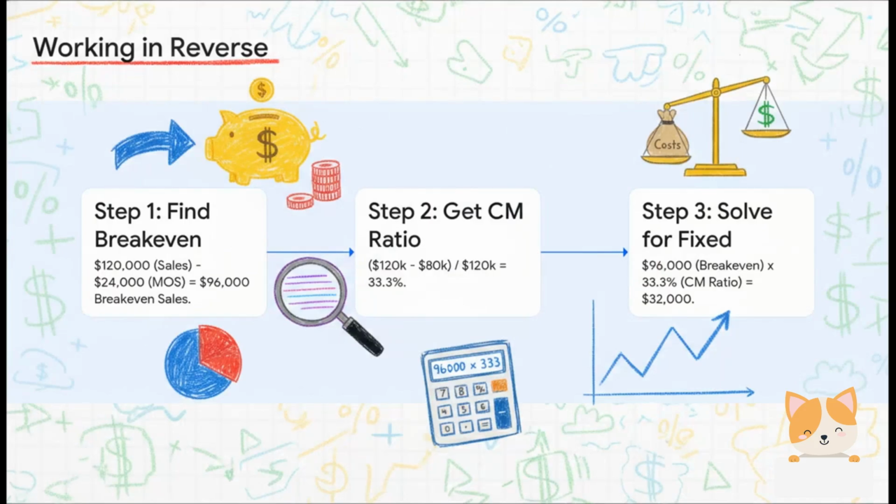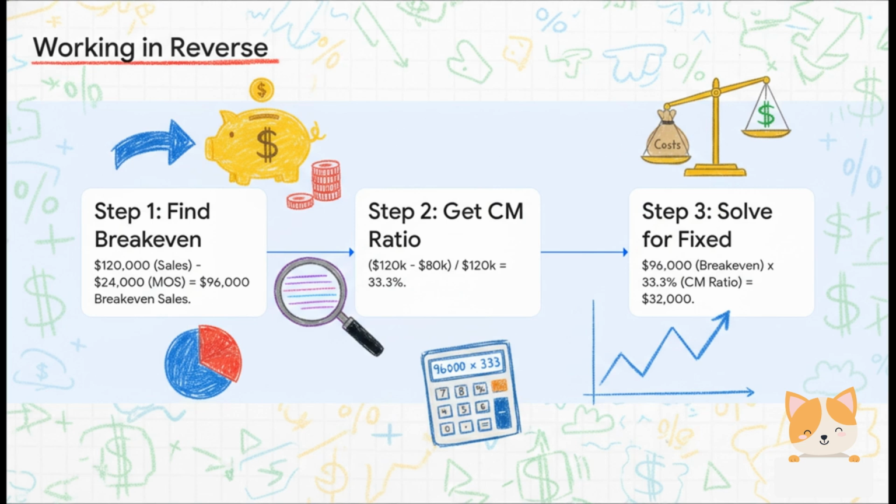So how in the world do we solve this thing? Well, we have to work backward. Step 1 is to find our break-even point in sales. Well, if our actual sales are $120,000 and our safety cushion above break-even is $24,000, that means our break-even point must be $96,000. Makes sense, right? Step 2, we need to calculate our contribution margin ratio, or CM ratio, which comes out to 33.3%.